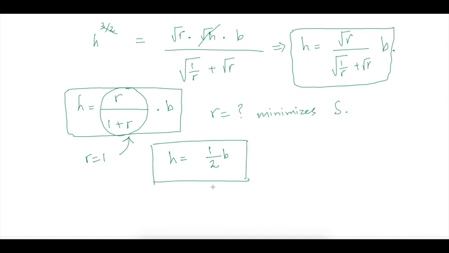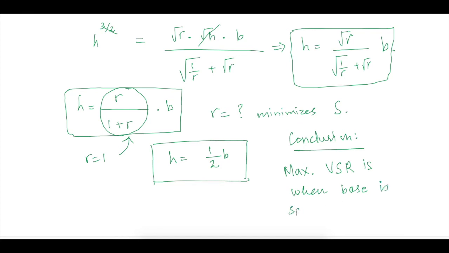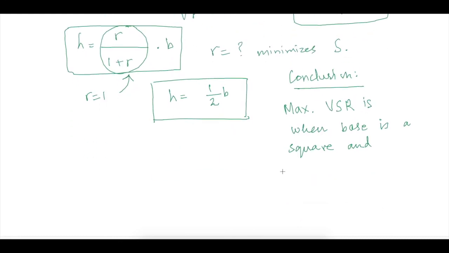Okay. So what is the conclusion? The conclusion is that the maximum volume to surface area ratio is when the base is a square, and the height is half the base.